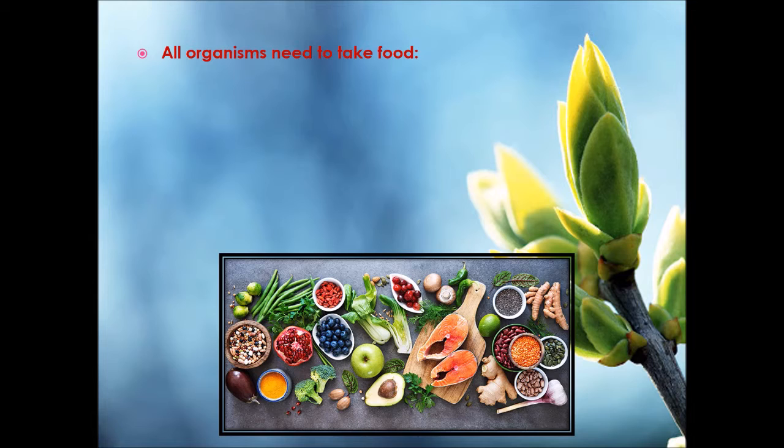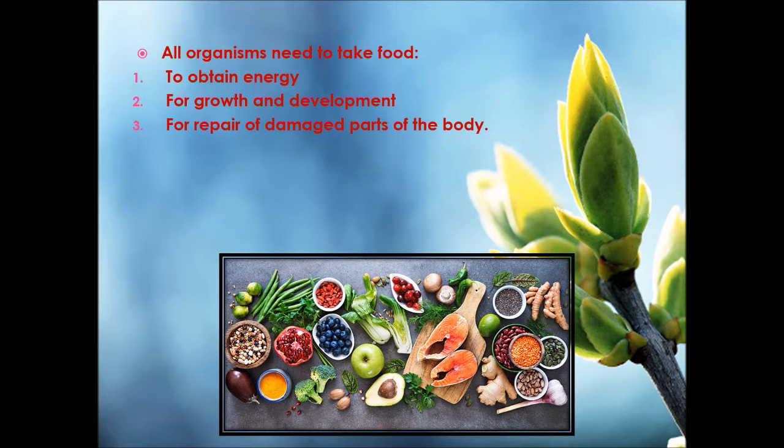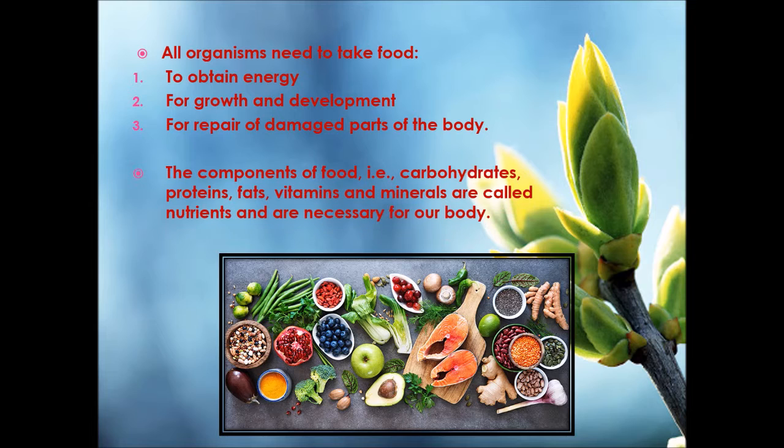Let's recall what we studied in grade 6. All organisms need to take food: 1. To obtain energy. 2. For growth and development. 3. For repair of damaged parts of the body. Now, the 5 components of food, that is carbohydrates, proteins, fats, vitamins and minerals, are called nutrients and are necessary for our body.